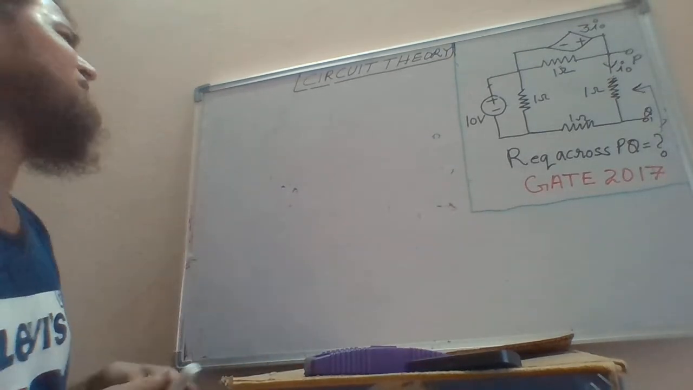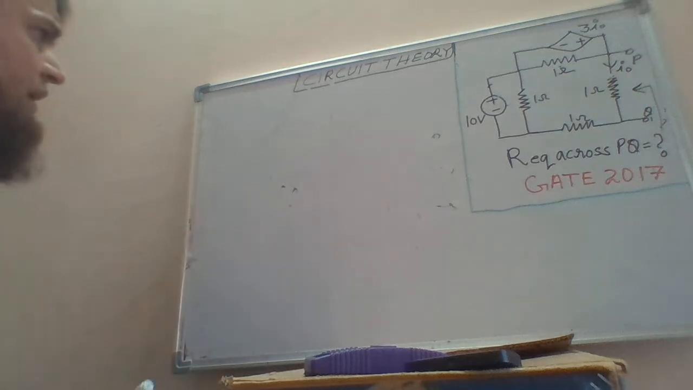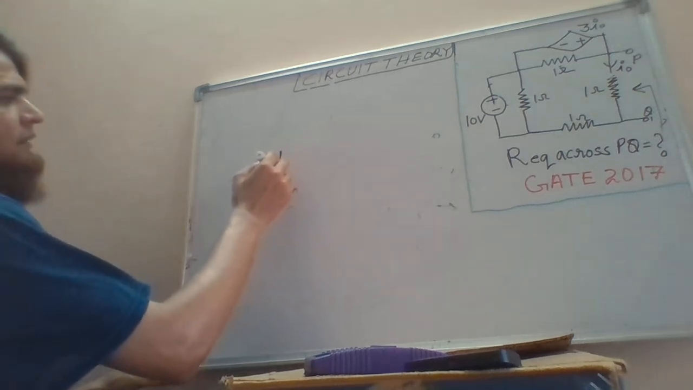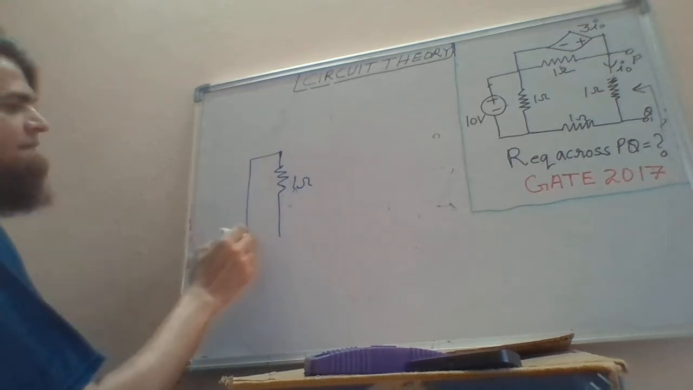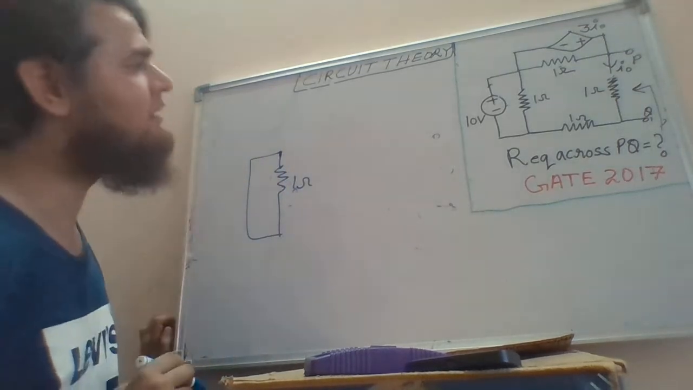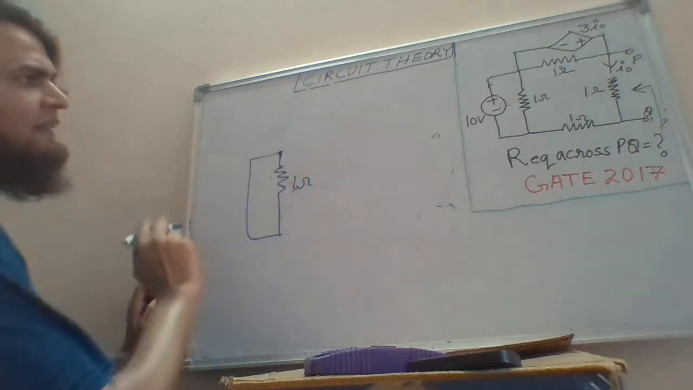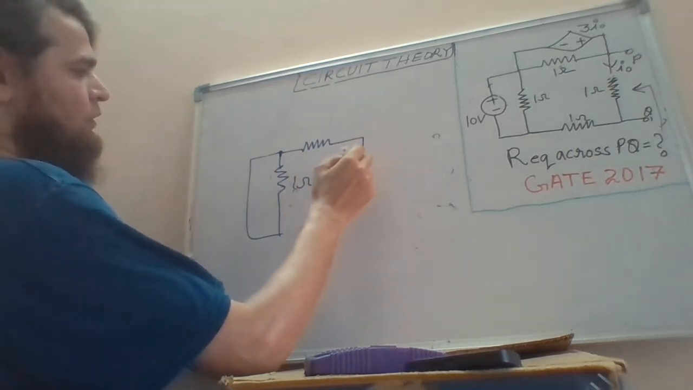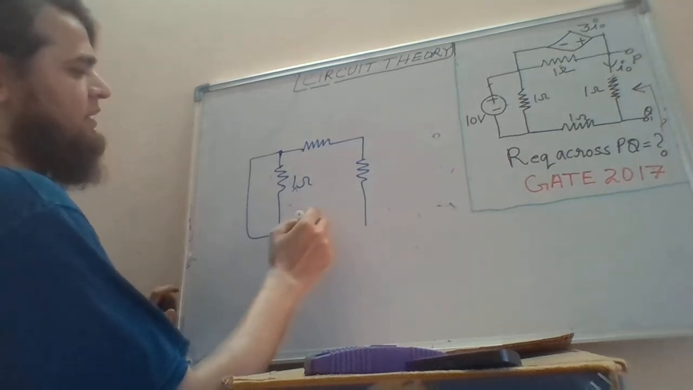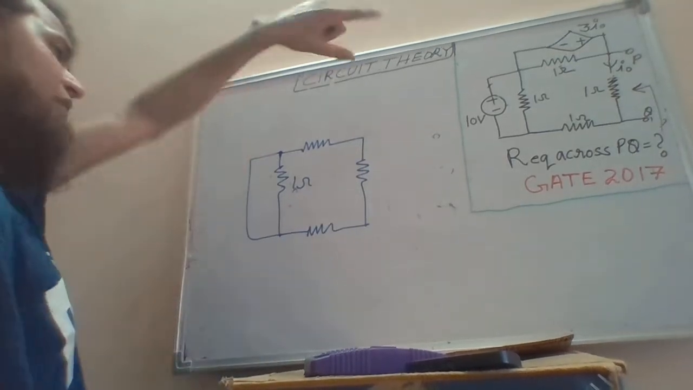So let me short it. So if I short it, what shall I get? There is a 1 ohm resistance. In parallel, you have a short circuit, and then you have 1 ohm here, 1 ohm here, 1 ohm here.